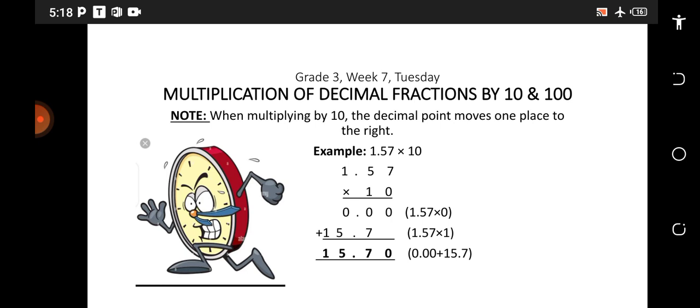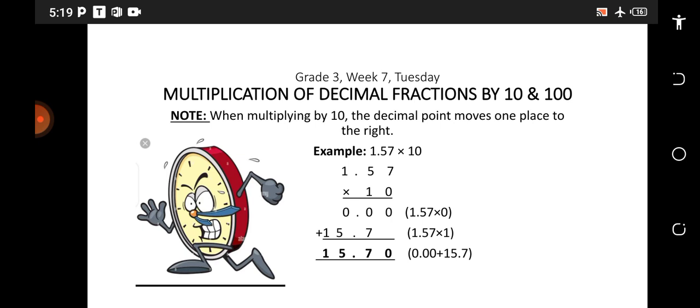But note that when we are multiplying decimals by 10, the decimal point moves one place to the right. It's only during division that it moves left. When dividing a decimal by 10, 100 or 1000, depending on the number of zeros, if it's 10, the decimal point moves one place to the left. But in this one, we are multiplying decimals. That means we are increasing the value of the numbers, so the decimal point moves to the right.